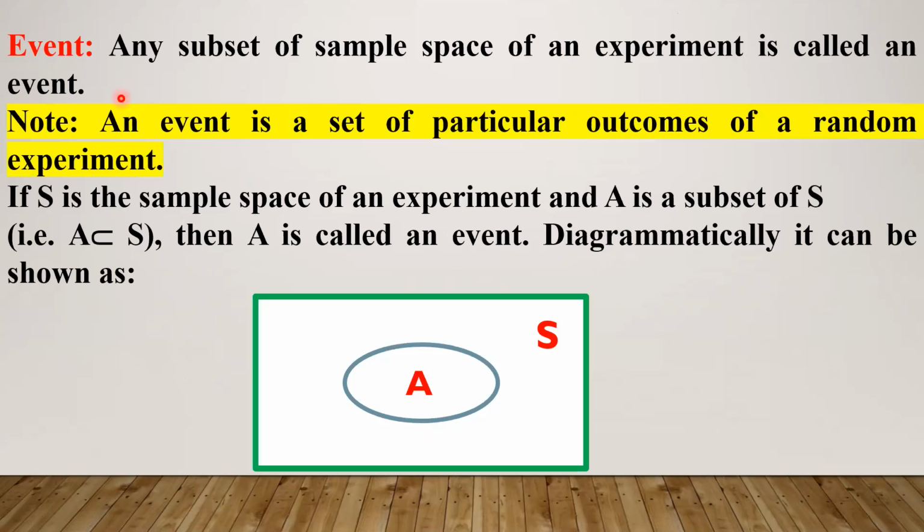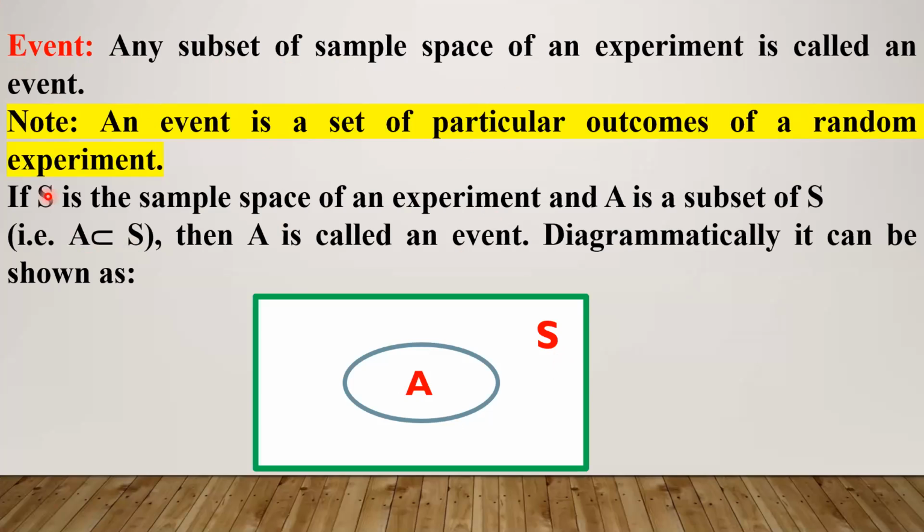So we have seen what is sample space. It is the set of all possible results of an experiment. What is an event? An event is a set of particular outcomes of a random experiment. That is the difference between sample space and event. Sample space is the set of all possible outcomes, and an event is a set of a particular type of outcomes. So an event is a subset of the sample space. Let us see what is the meaning of that. An event being a subset means it is a part of the sample space.